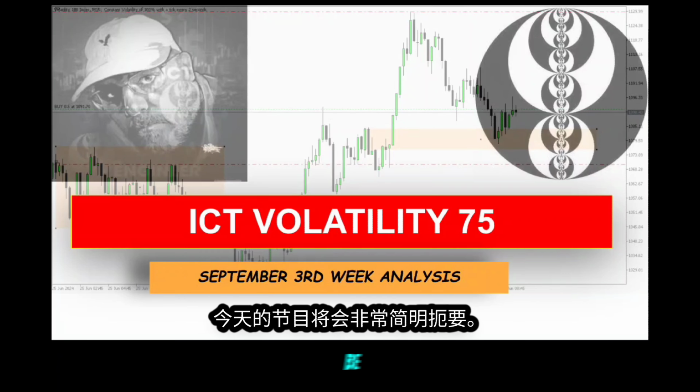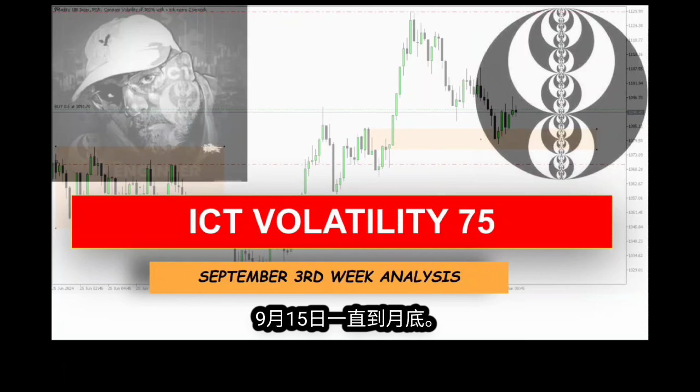Today's episode is going to be really brief and concise. So let's go. We are looking at volatility 75, and we are surging into the third week of September. We are looking at what is going to happen from September 15th down through to the end of the month. So let's quickly jump to the chart.